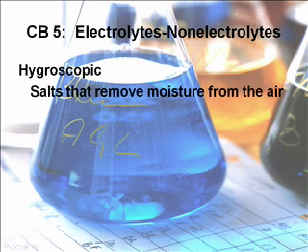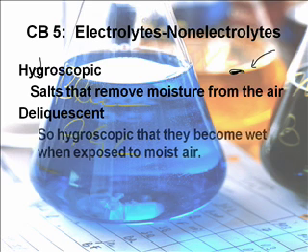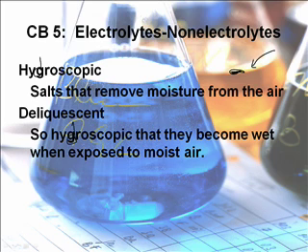There's also a couple more terms. There's a lot of terms in this particular first part of this unit. What's hygroscopic? Salts that remove moisture from the air. Okay? So if I have a particular salt, some particular substance right here, and it takes moisture, it's considered to be hygroscopic. Deliquescent is something that's so hygroscopic that they become wet when exposed to moist air.